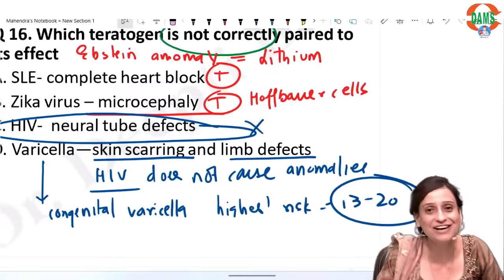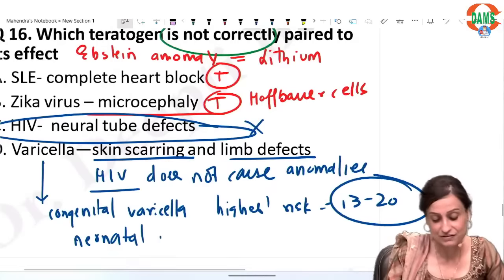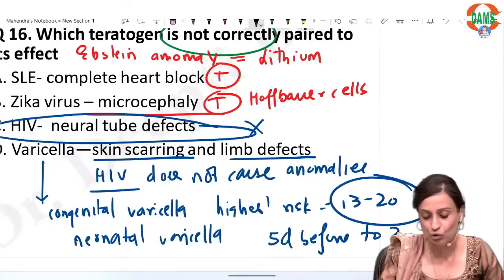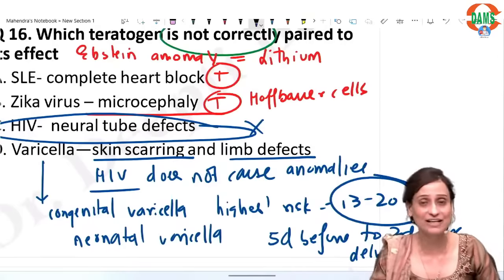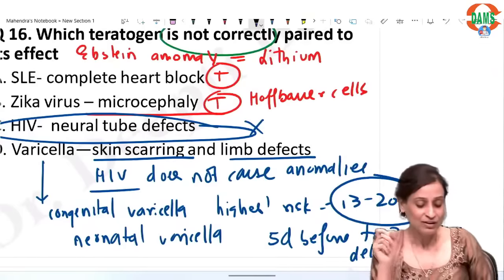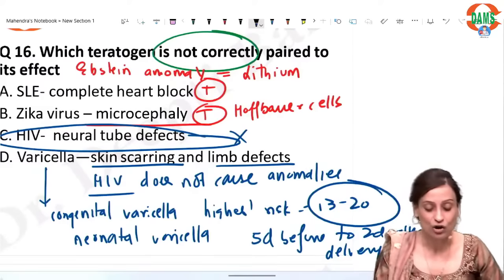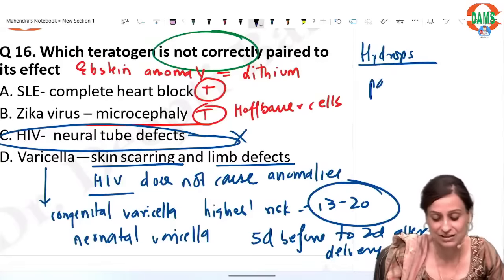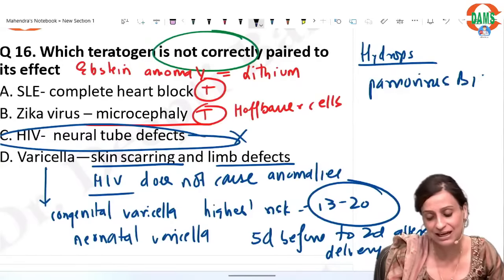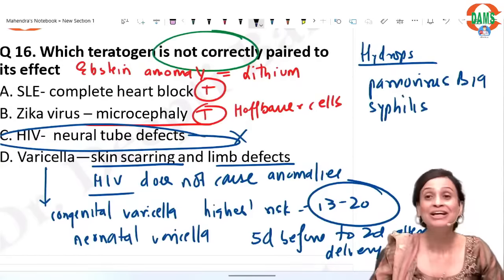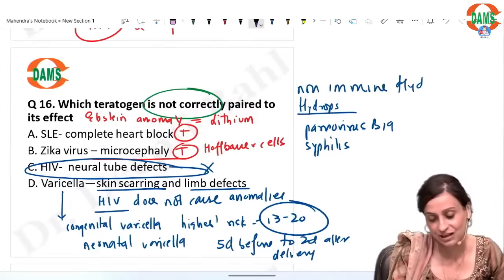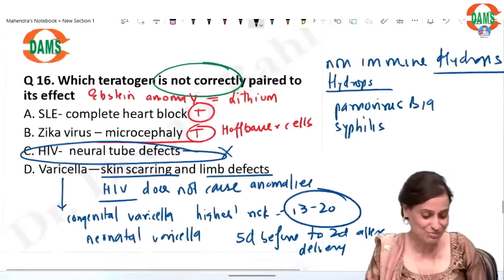What about neonatal varicella? Neonatal varicella is different. This is seen when the mother gets infected 5 days before to 2 days after delivery. That's what is neonatal varicella. Don't get confused. Quickly tell me which teratogen or which virus can cause hydrops fetalis? When we talk about hydrops fetalis, please remember parvovirus B19 and syphilis. Remember, they are causes of non-immune hydrops, right?